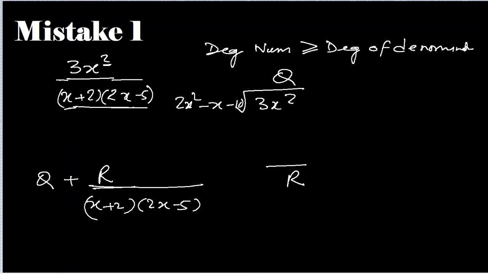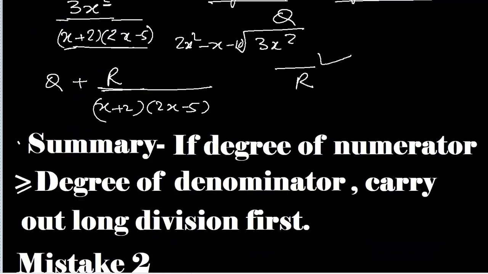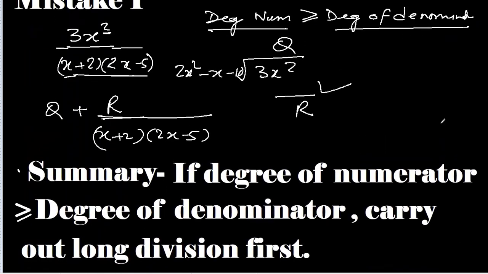Never ever start with partial fraction straight away here if the degree of numerator is greater or equal to the degree of denominator. So the summary says, if the degree of numerator is greater or equal to the degree of denominator, carry out long division first and then proceed with partial fraction.